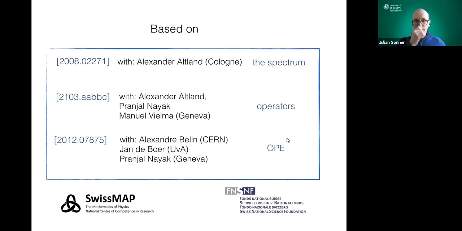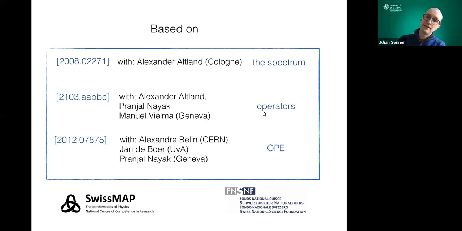But before, I want to say a couple of words about all these wonderful collaborators here. I'm mostly talking about 3 papers, only 2 of which have appeared. Roughly speaking, thematically, I'm going to talk about properties of the spectrum of holographic theories. This is work with Alexander Altland, who is in Cologne. Then I'm going to talk about adding operators, so properties of operators in holographic theories. That's some ongoing work, but that should appear pretty shortly, with Alex again, with my postdoc Pranjal Nayak and my PhD student Manuel Bielma.